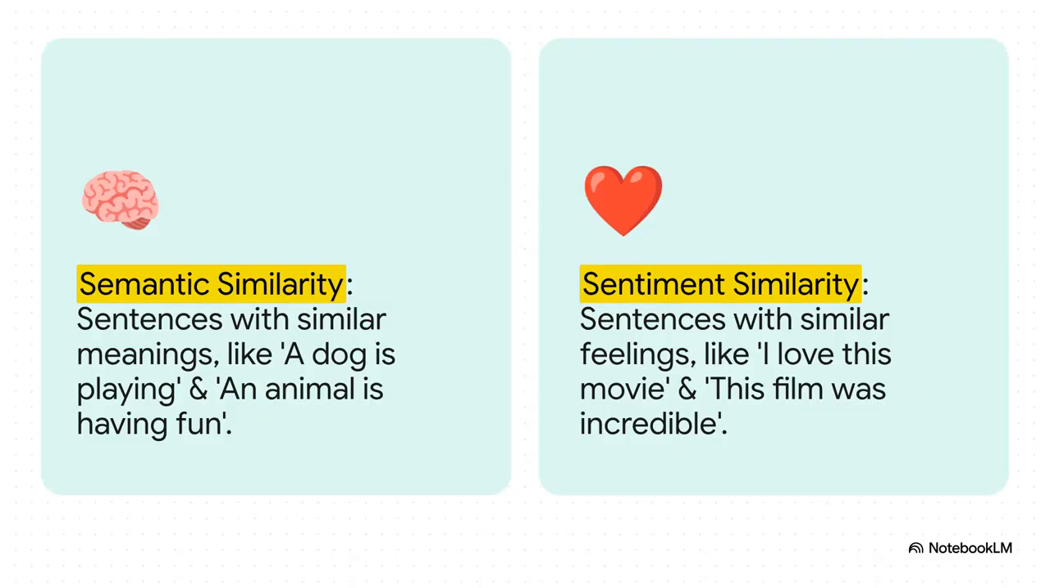But what do we actually mean by similar? Well, it really depends on what we train the model to care about. On the left here, we could train for semantic similarity. The model learns that "a dog is playing" is really, really close to "an animal is having fun." But on the right, we could train for sentiment instead. So now, "I love this movie" and "this film was incredible" are mapped right next to each other because they share that same positive feeling, even though the words are totally different.